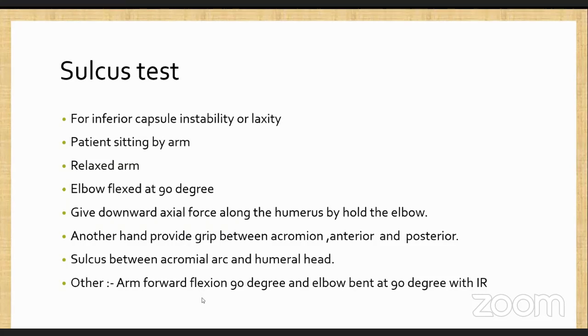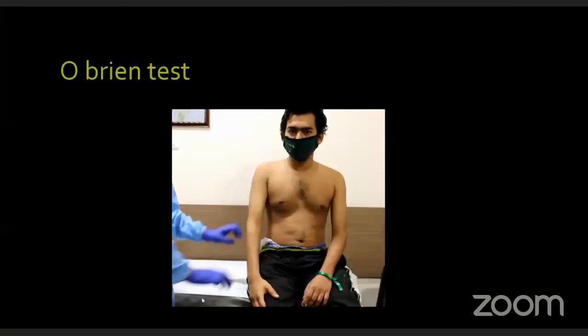Patient sitting, make the patient relax, flex the elbow to 90 degrees and give a downward tug. Another hand always on the shoulder, grip between the acromion anterior and posterior, and there is a frank sulcus which appears between the acromion process and the humeral head. This test might be of significance to some of the examiners.